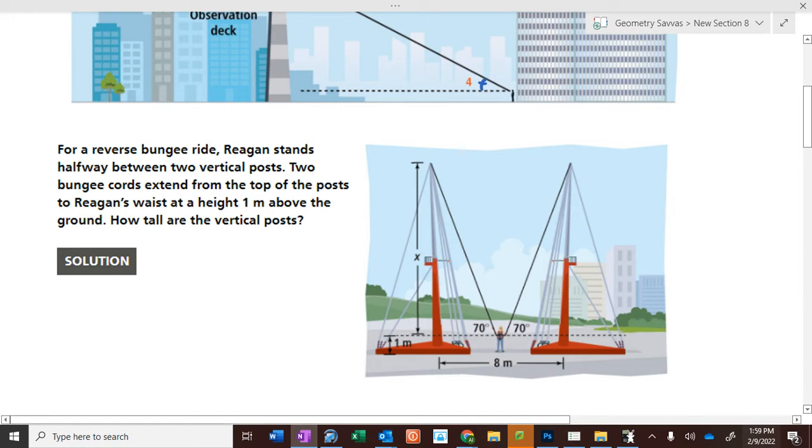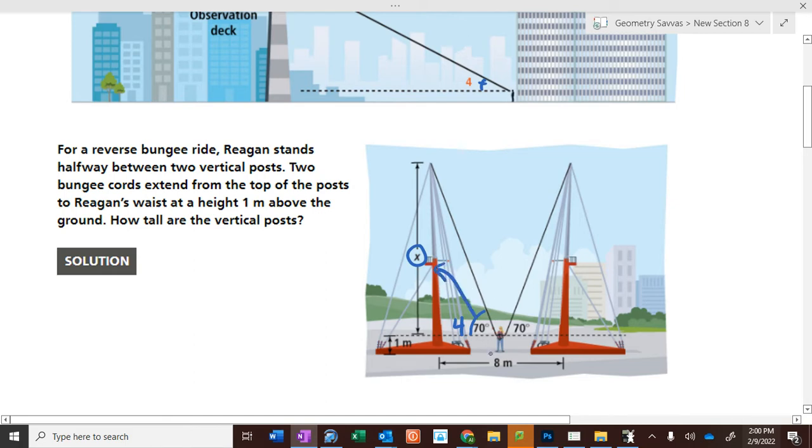All right. In a reverse bungee ride, Reagan stands halfway between two vertical posts. Two bungee cords extend from the top of the post to Reagan's waist at a height of 1 meter above the ground. How tall are the vertical posts? Okay. So this is a 70-degree angle. We want to know this side. It's 8 meters between them. So we figured this part is 4 meters. We want to figure out the height of the post. Or the height of that part of the post.